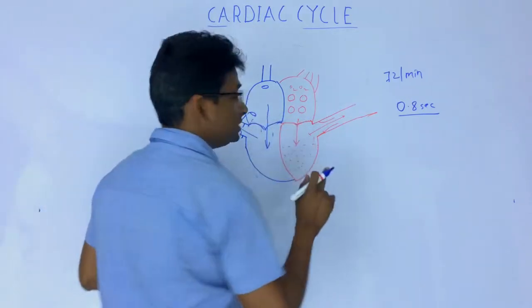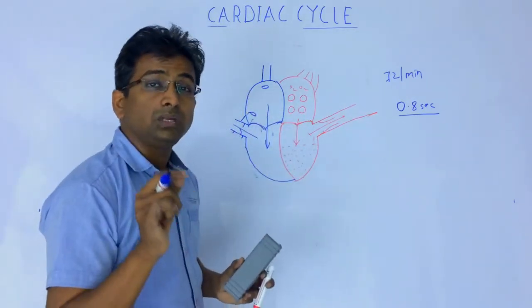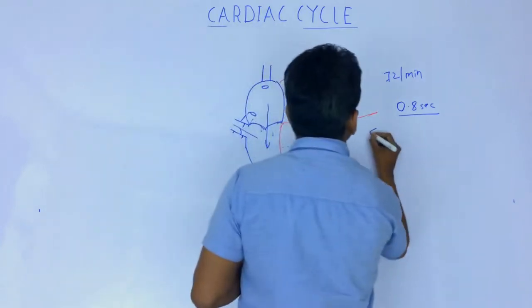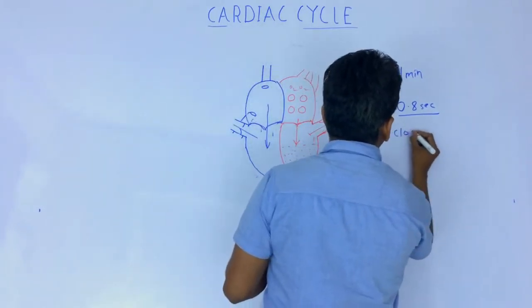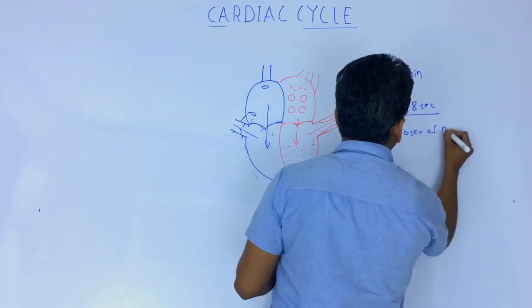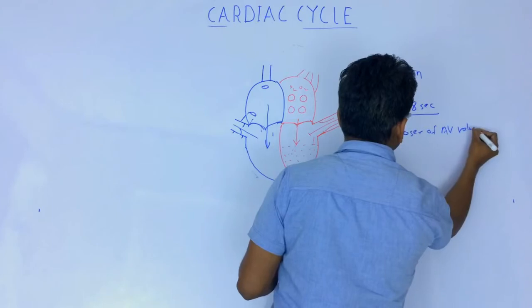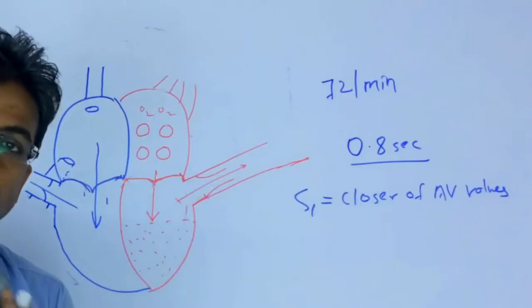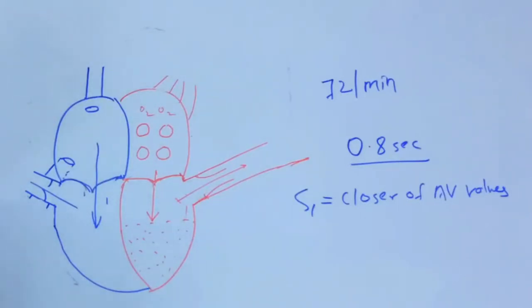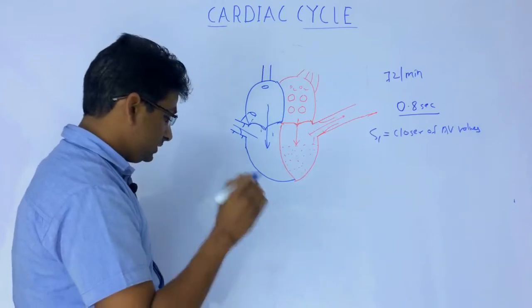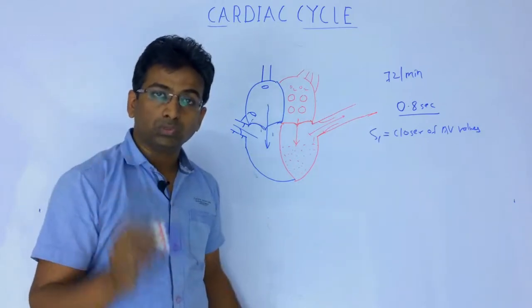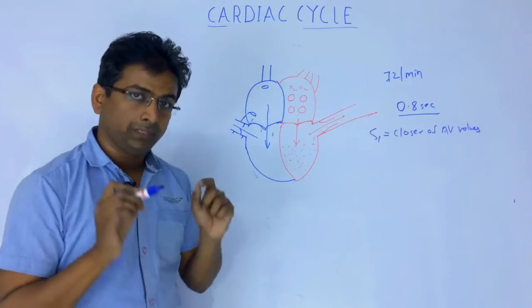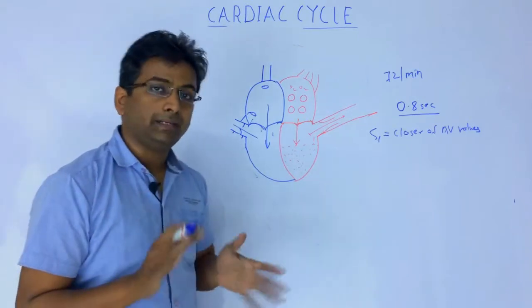and this closure of the AV valves will produce a sound, and that sound is called S1. Okay, so S1 is the closure of both AV valves. It is M1, meaning the mitral valve closure sound, and T1, the tricuspid closure sound, but they are very close together, so you hear only one sound, that is S1. Okay, so remember this concept, S1 is because of closure of the AV valves, both mitral and tricuspid.